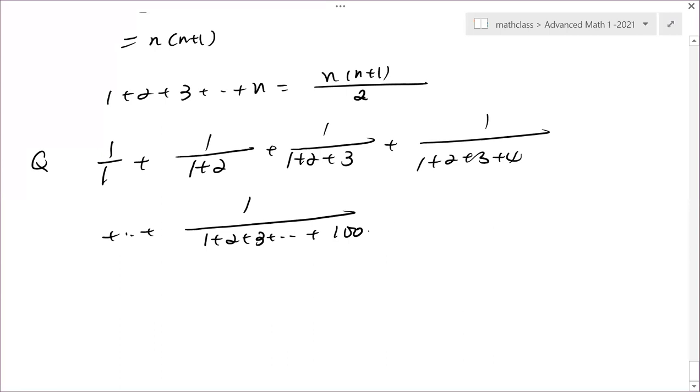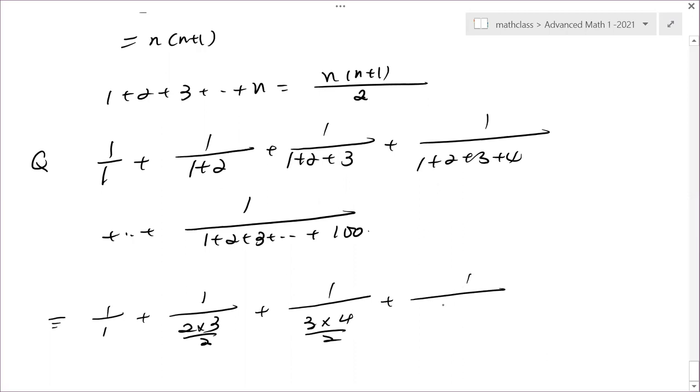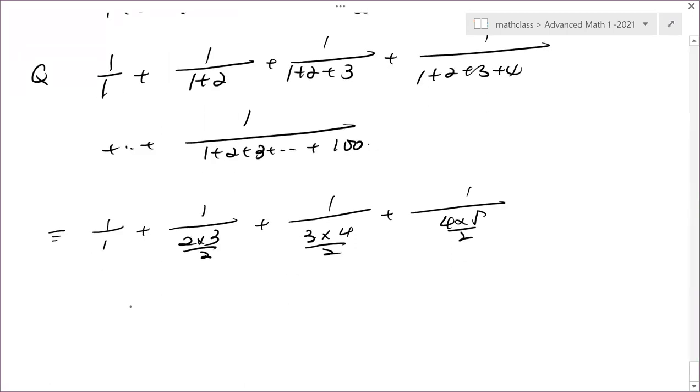Okay, let me help you if you're still working on the problem. The idea is how to express the denominator here. I already mentioned the formula. So the first one is just 1 over 1. Now 1 plus 2, according to the above formula, don't multiply them out, that's the key point. It's 2 times 3 divided by 2. The third one, n is 3 and n plus 1 is 4. The fourth one is 4 times 5 divided by 2. And keep it going. The last one is 100 times 101. Then the first one is 1 times 2 divided by 2.